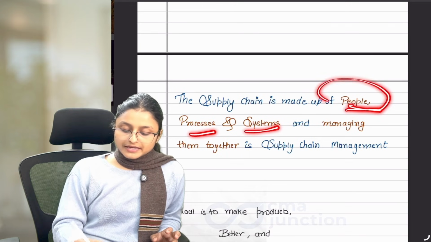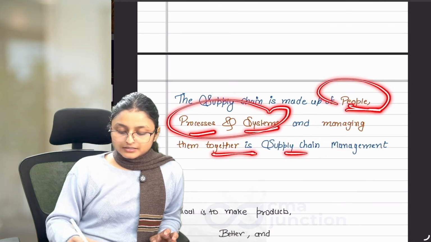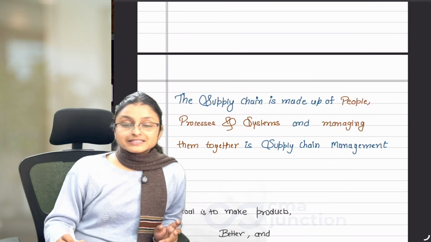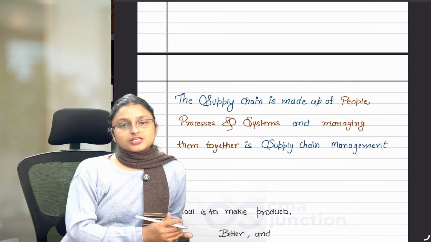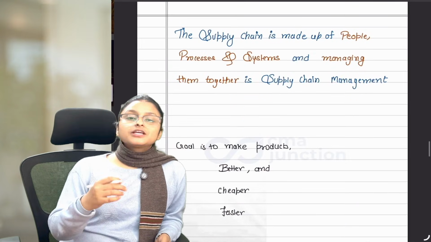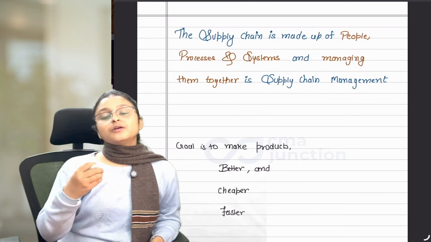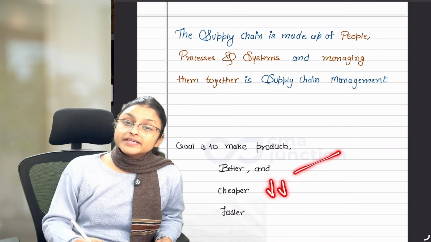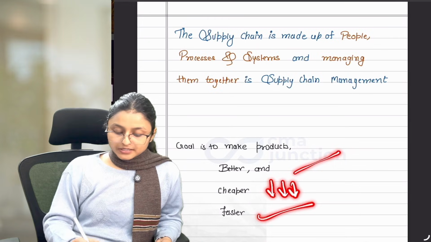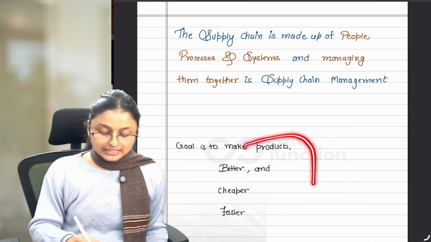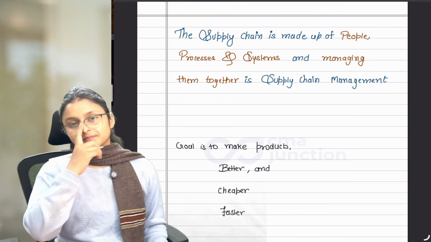And if we are managing them together, it is known as supply chain management. Now, what is the aim of managing supply chain? Why are we managing supply chain? So that we can become better, we can provide more value to the customer, we can provide it at the lowest cost possible, and we can deliver the products as fast as possible to the customer. With this aim, we are performing supply chain management.